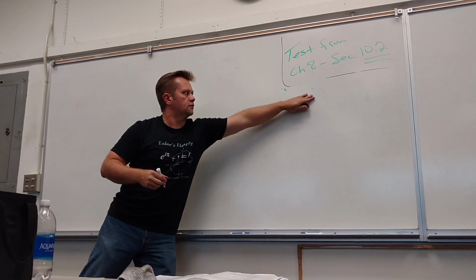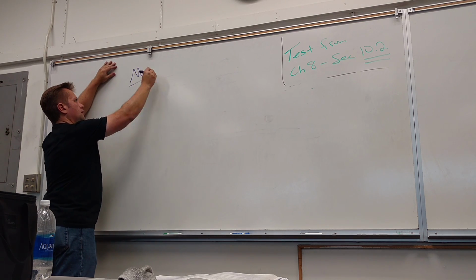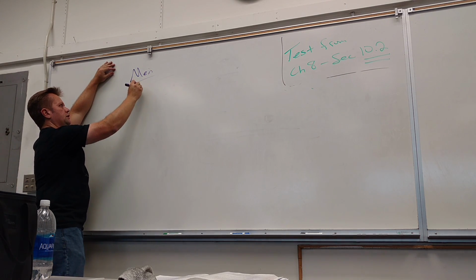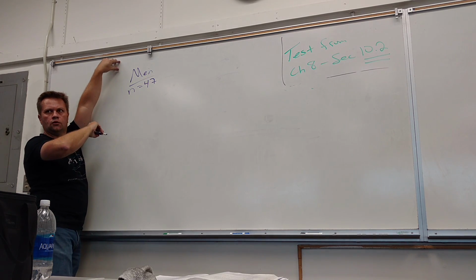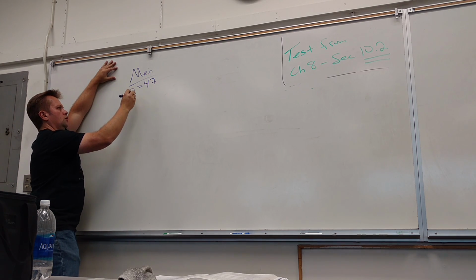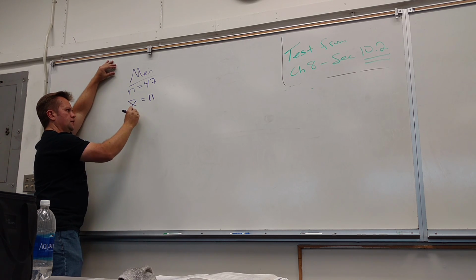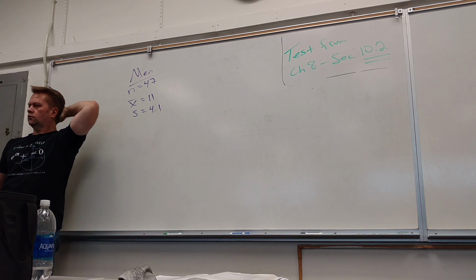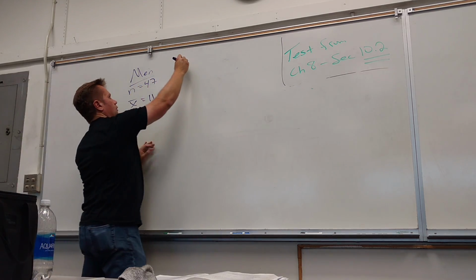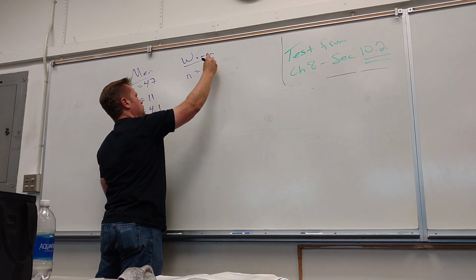So let me just cut this one to the chase. Let's say we take a sample of men. We take a sample of 47 men. And we find a mean of 11, a standard deviation of 4.1. And women, take a sample of 42 women.